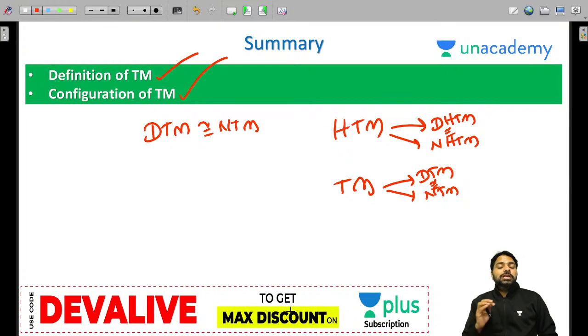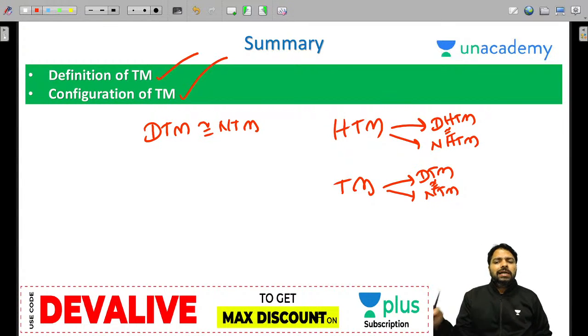Here the nature is very important. So do not compare: saying that deterministic is somewhat called HTM is wrong. Remember that. The Turing machine only sometimes acts like an ordinary Turing machine, but that machine can be designed either deterministically or non-deterministically. Fine. So these are the theoretical points for today.